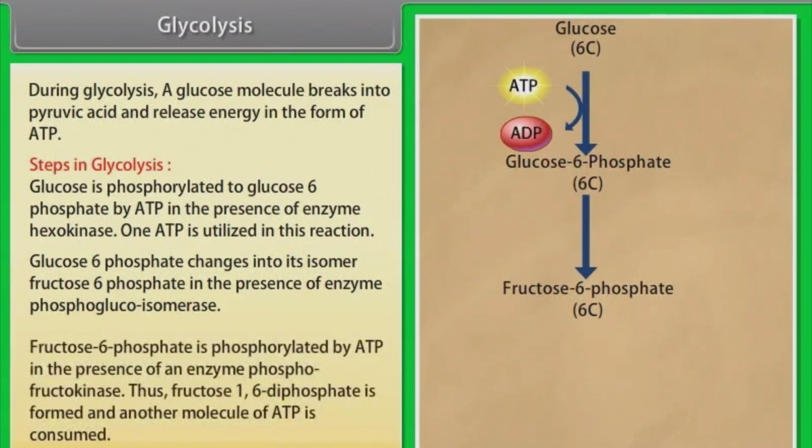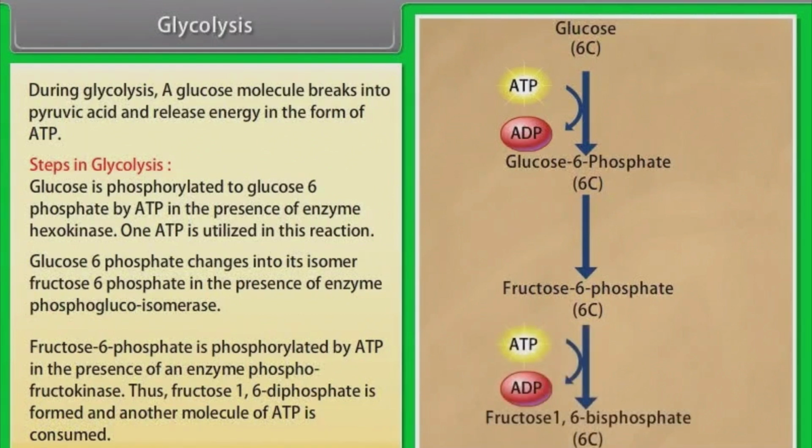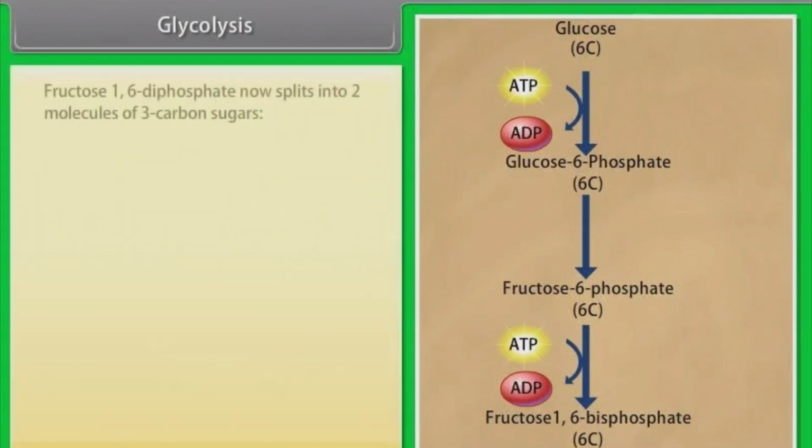phosphoglucoisomerase. Fructose 6-phosphate is phosphorylated by ATP in the presence of an enzyme phosphofructokinase. Thus, fructose 1,6-diphosphate is formed and another molecule of ATP is consumed.